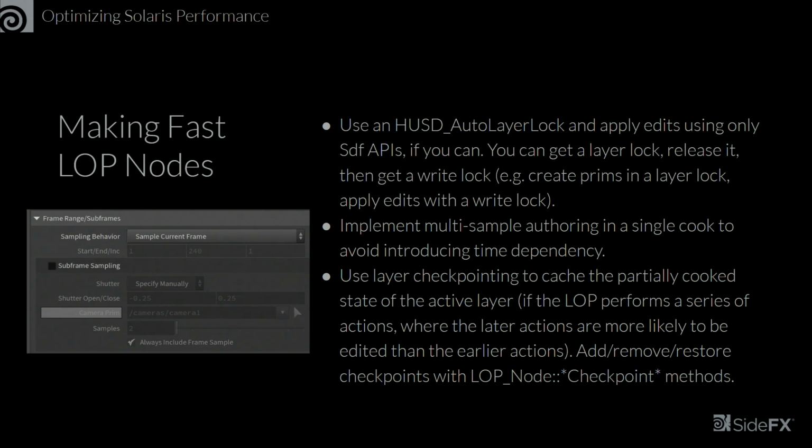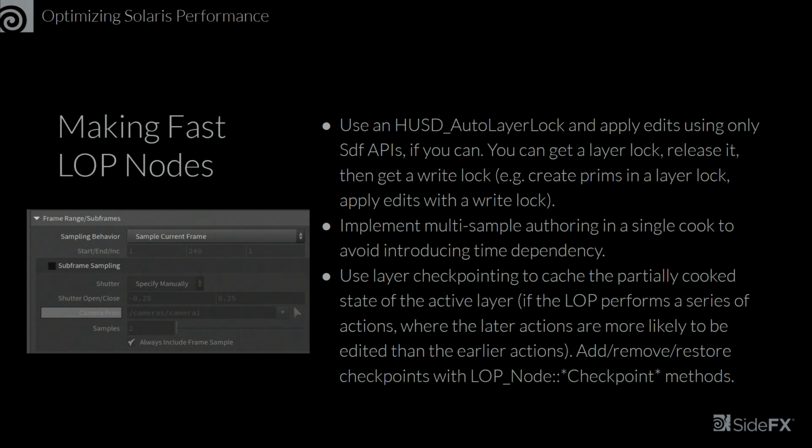I want to say recently, but it was probably 3 years ago that we started adding the ability to some of our LOP nodes to cook a whole frame range all at once. The Edit Properties LOP, for example, will run through all your time steps and evaluate its parameters at every time step and put all of that data all at once in one cook onto your stage. And that's going to be a whole lot faster because you're not introducing time dependency.